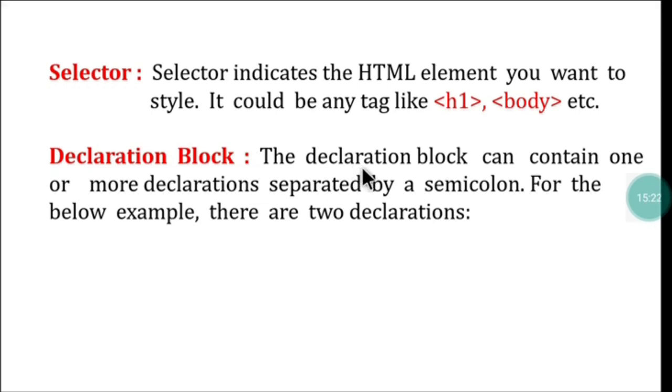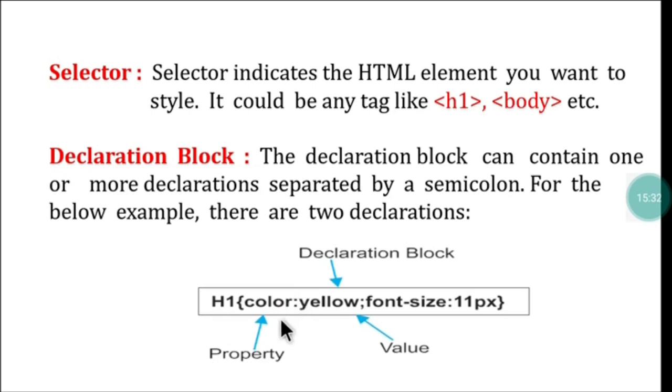Declaration block. The declaration block can contain one or more declarations separated by a semicolon. For the below example, there are two declarations. First one is the color and the second one is the font size. Color is the property, font size also is the property, yellow is the value. Here 11 pixel is given, that also is the value. So it is used to contain one or more declarations separated by a semicolon.